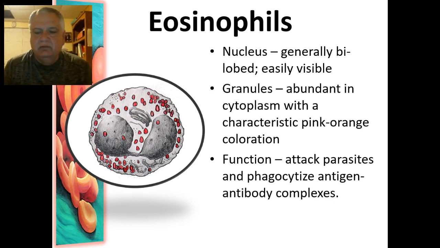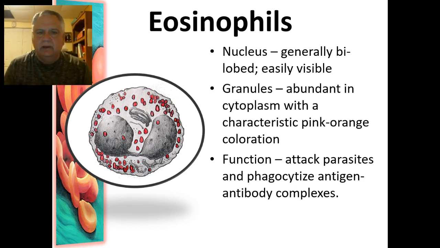The function of eosinophils: they attack parasites and phagocytize antigen-antibody complexes. So basically, whenever we get a parasitic infection, eosinophils are going to be called on to attack the parasite, break it down, and phagocytize it to remove it, and also phagocytize antigen-antibody complexes that we'll be talking about in the immune system.